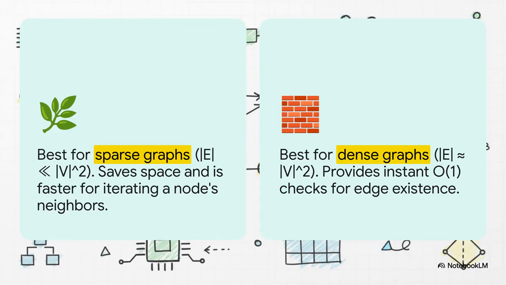So here's the bottom line. Your choice really depends on the graph's density. For what we call sparse graphs, where nodes have just a few connections, like a social network, an adjacency list is almost always the better choice. It saves a massive amount of space. But for dense graphs, where almost every node is connected to every other one, an adjacency matrix can actually be a pretty good choice, especially if you need to constantly check if an edge exists between two nodes.